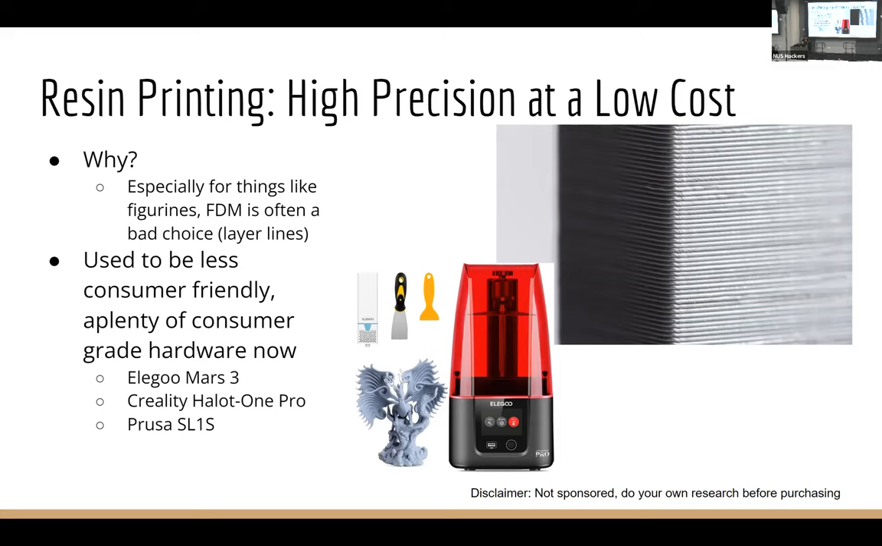As for resin printing, a lot of times the layers can be very, very thin as well. But because it's printing one whole layer at a time using light, the light can shine across the entire layer in one shot, instead of FDM, where the print head has to go all around the whole layer. So resin printing is a lot faster and more scalable, especially if you're printing a lot of very small parts.